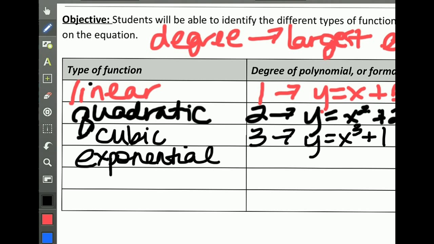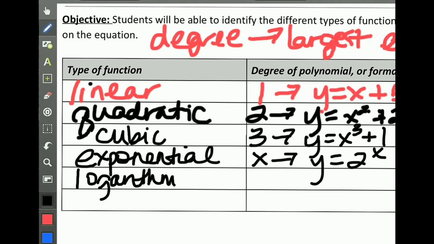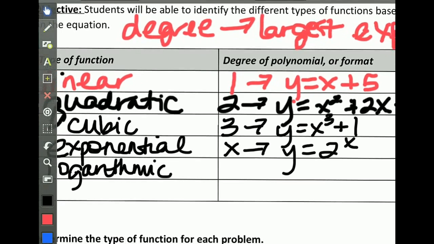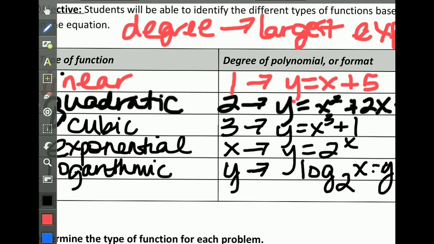So we have what we just got done doing in our last module, exponential. If you have something that has a degree of x, it looks like y equals 2 to the x power. Okay. Logarithmic function. And that's actually when your degree is y, because that is the inverse of an exponential function, of course. So if you have something like log of 2x equals y, where y is your exponent.